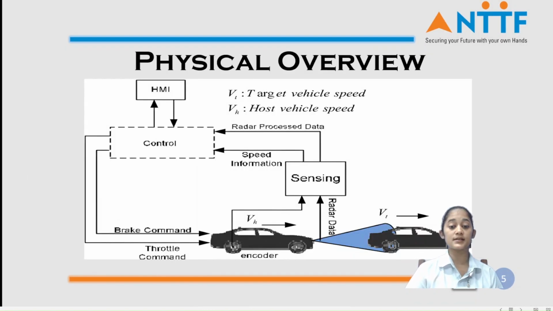So the first thing is, you can see there are two vehicles. First they encode and the radar data is given. Then sensing is done, and according to that, speed information and radar processed data is produced. The controller controls, and we can also control it because it is an HMI.